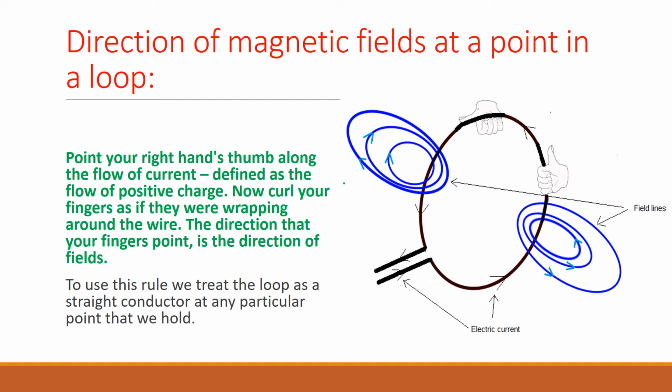Now, in our next slide, we are going to look at another version of this. The assumption made in this is that you are treating the loop as a straight conductor at any point. That's why you are using the same rule as in a straight conductor. I hope you are following, my dear listener.